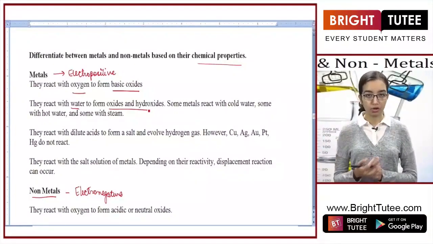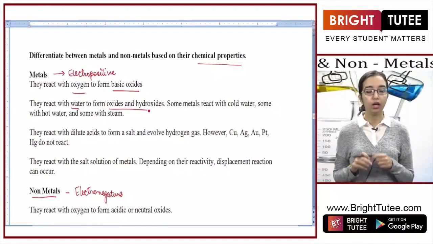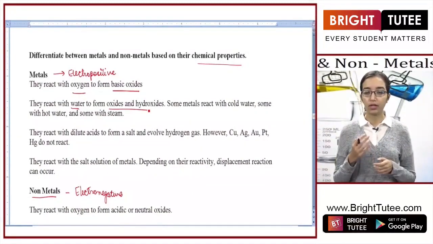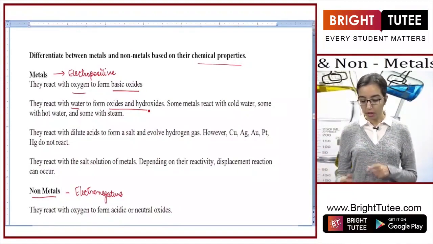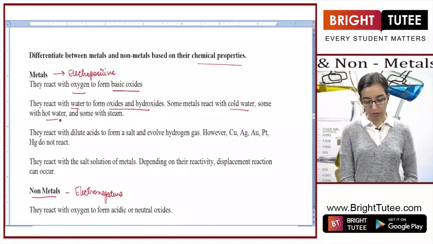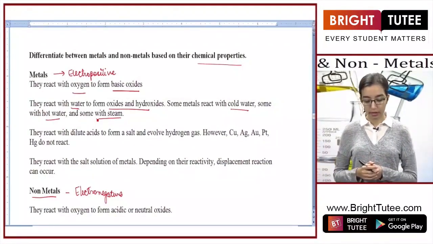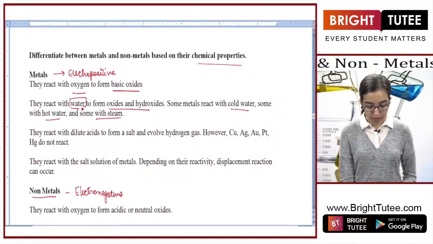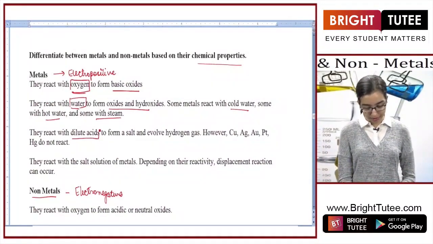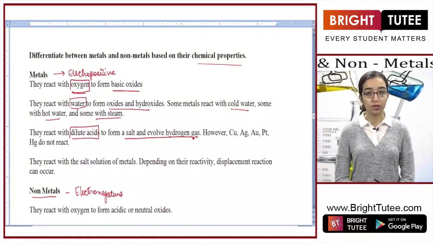As you have studied in the reactions we have done in this exercise also, you have seen that they form oxides and hydroxides with water. Some metals may react with cold water, some with hot, and some with steam. So they may react at different levels, but most of them show this reaction. So the first property is oxygen, the second is water, and the third is with acids. They react with dilute acids to form salt and evolve hydrogen gas. Again, we have studied that it displaces hydrogen from acids and forms a salt.